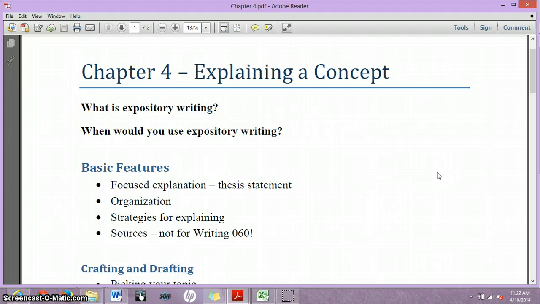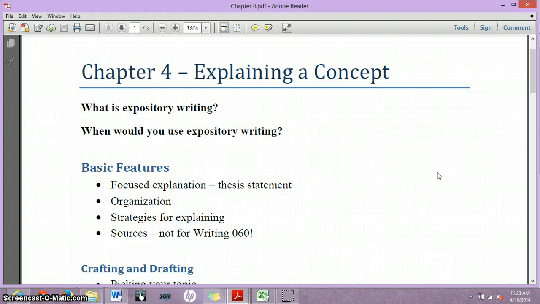And then the cause and the effect. What happens when something happens? What causes it, and what happens after that? So look at those strategies, make sure you have an understanding of them, and then think about how you can use 2 or 3 of them in your essay to really help with your explaining.